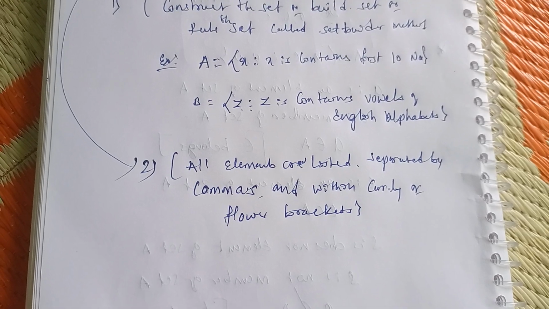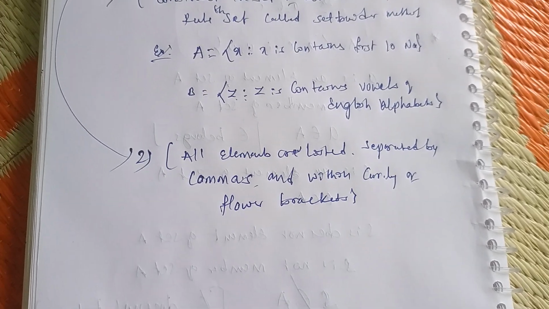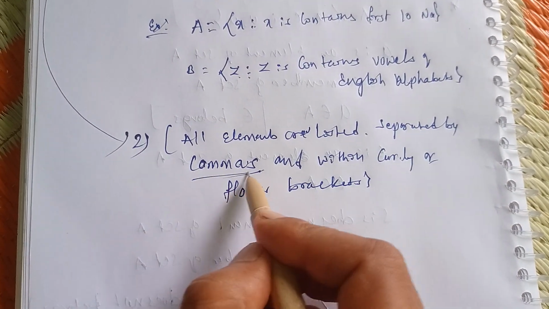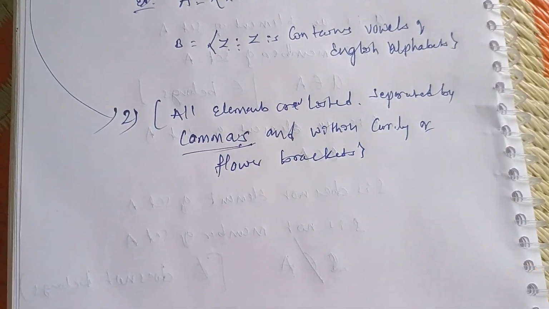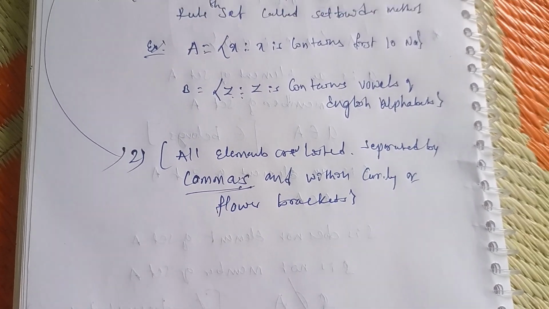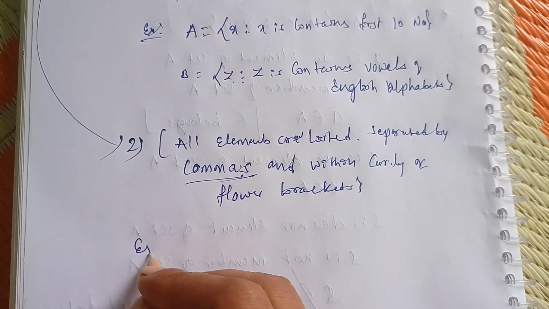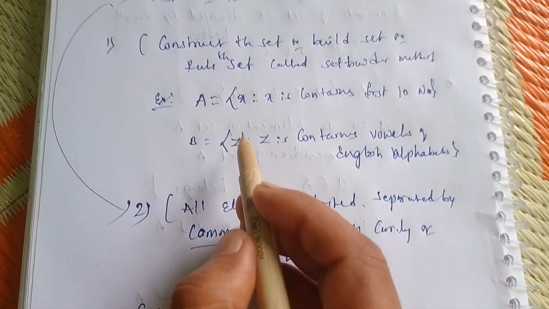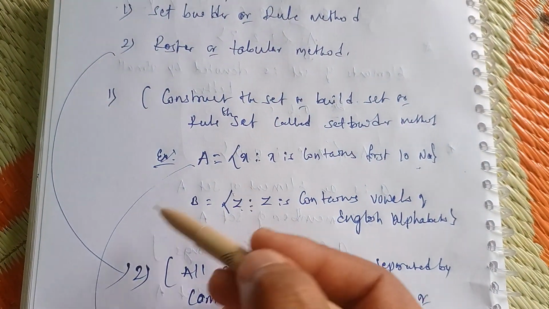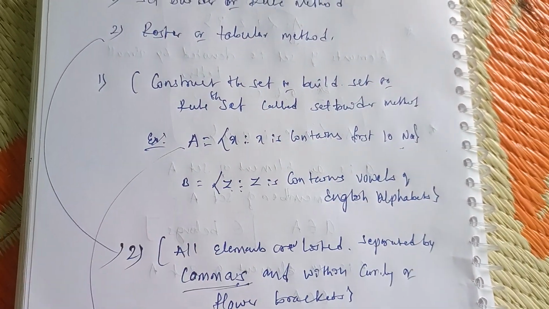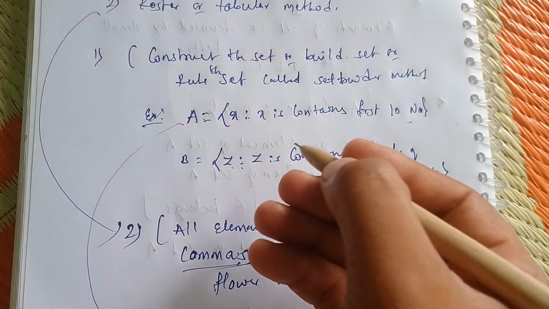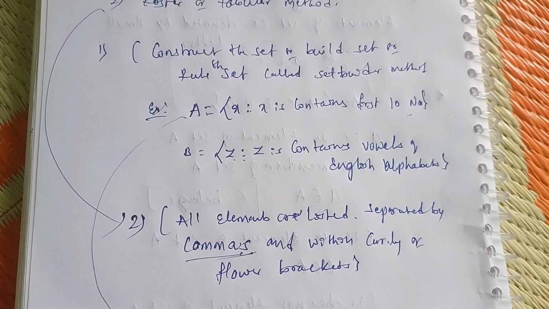Understood, students? All elements are listed. We have to list all the elements, separate each element by commas, then put them within curly or flower brackets. Then we'll go for examples so you understand the concept more. The same examples are represented by set builder, but now we see how to write them in roster or tabular method.